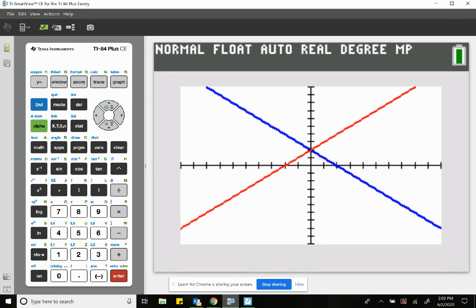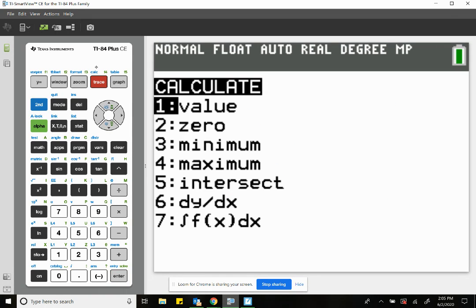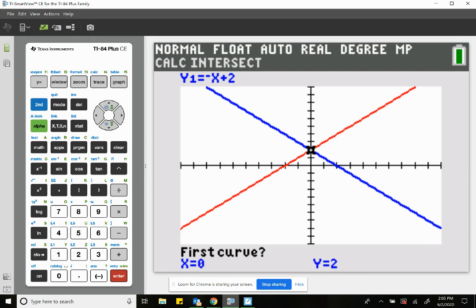If you hit second and trace, it's going to bring up this blue word, which is called calculate. Any word of interest on here? You bet: intersect. If you go down to number 5 and run intersect, it's going to let you know exactly what that point is. So again, how did I get to the screen? Hit second and trace. It brings up calculate, and we want to run number 5. So you're going to hit enter.